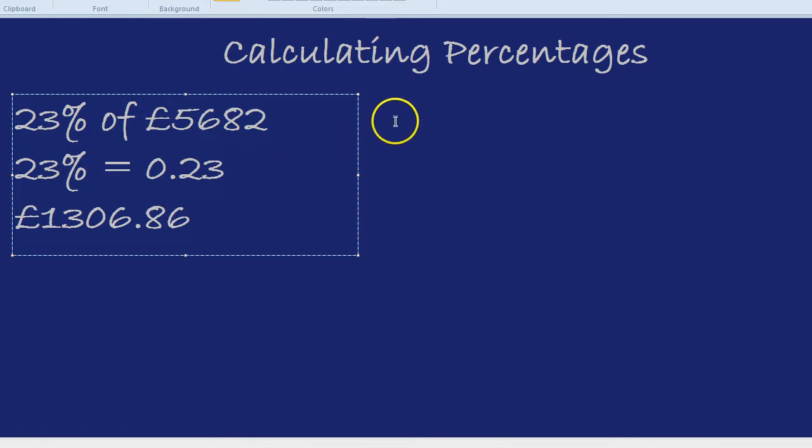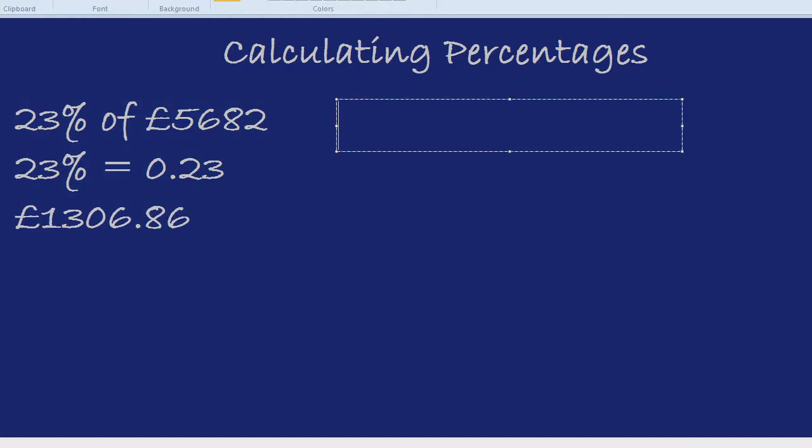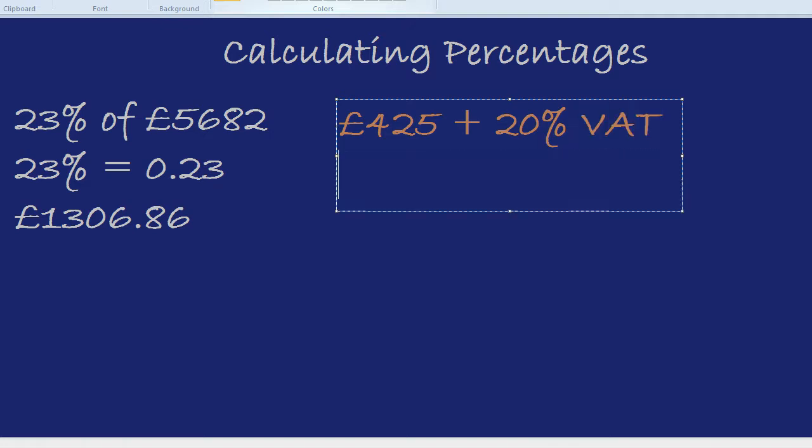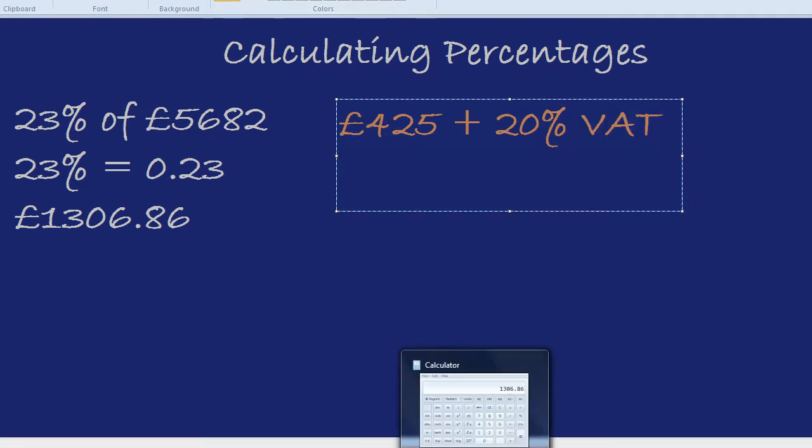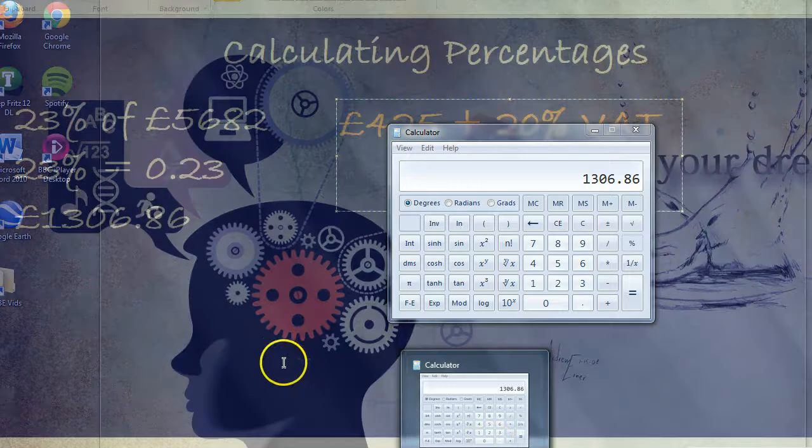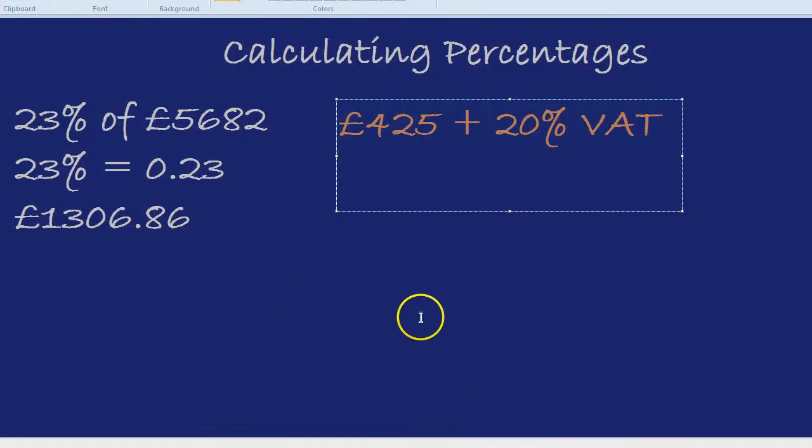Let's do another quick example. Let's say something costs £425 plus 20% VAT. What you do for that is, without a calculator, it's not that difficult either. You could do 10% is 42.5 and double it to get your 20% and then add it on.